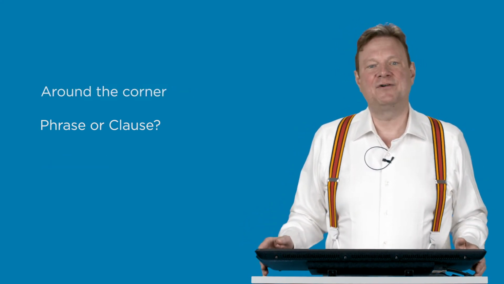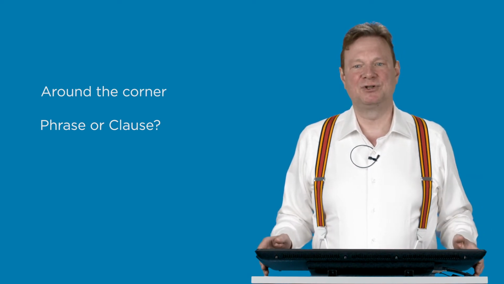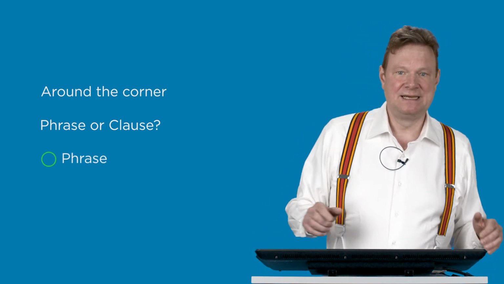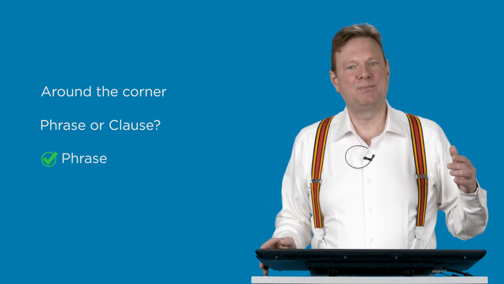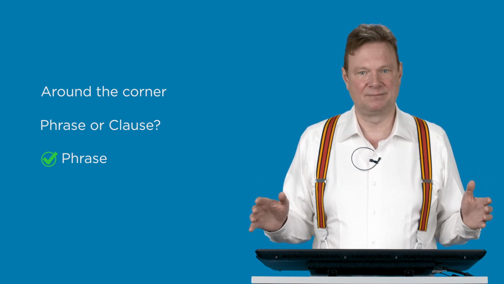Next, we have around the corner. Here we see a group of words, but not a subject and a verb. This is therefore a phrase, specifically a prepositional phrase telling us more where something is happening.